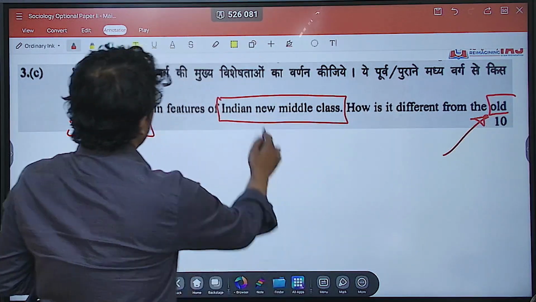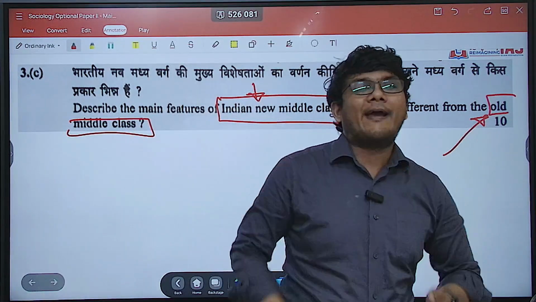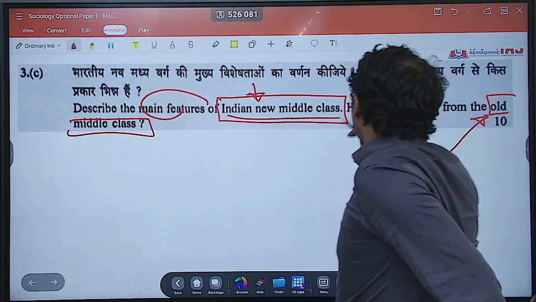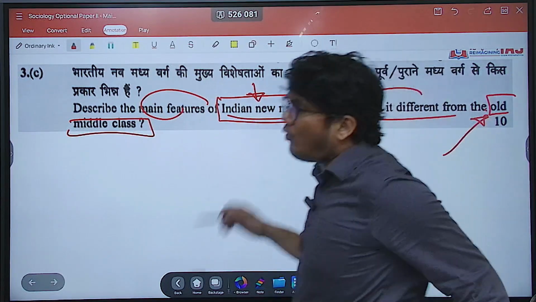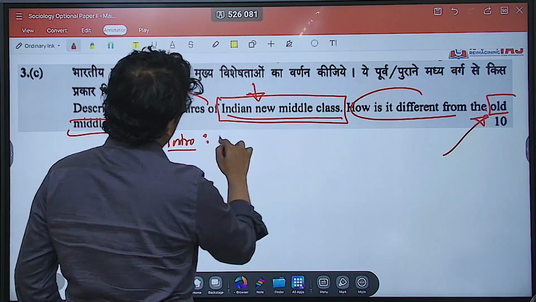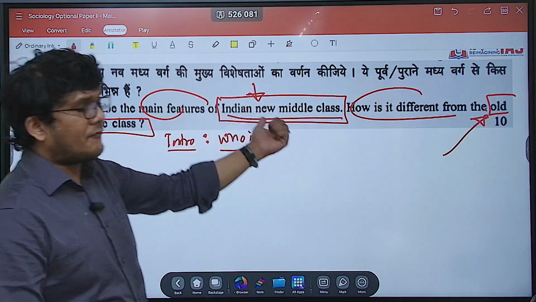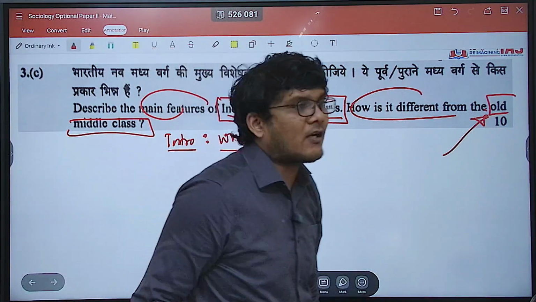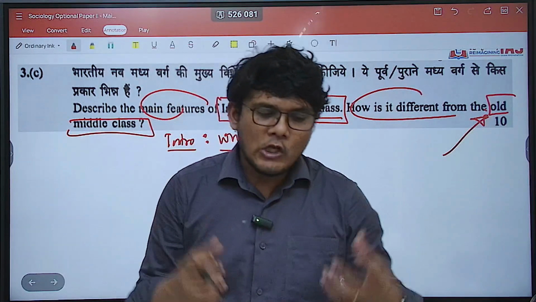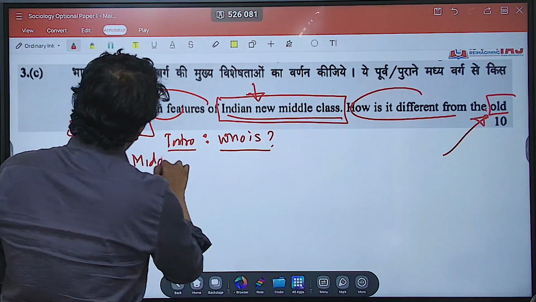Then you have the Indian new middle class, which is presently also existing. So we are asked about the main features of the Indian new middle class first, and then how is it different from the old one. So in the introduction, we can directly talk about who is the Indian new middle class. This is not immediately after the independence. This is the very recent phenomenon with the coming up of the huge amount of the service sectors, the information and communication technology revolution, and so on and so forth. That is our new middle class.